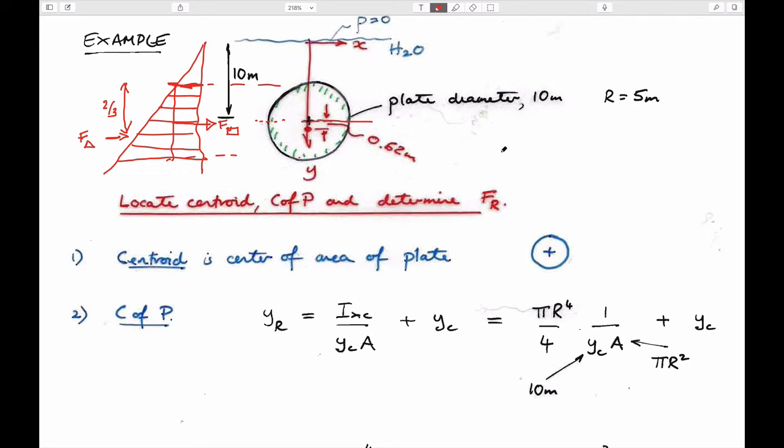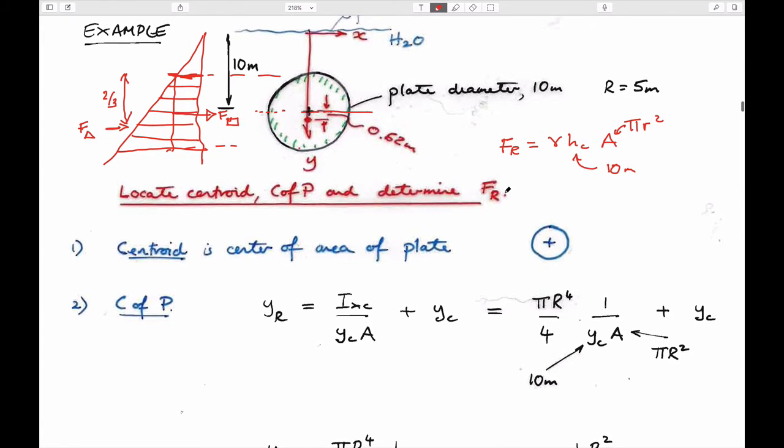So if we wanted to calculate the force, what's the force going to be? The force is going to be equal to the unit weight, times the depth of the centroid, times the area. What is the depth of the centroid of the plate? Thank you. The area of the plate is pi r squared. You have everything you need, since the unit weight is 9.8 kilonewtons per meter cubed for water, to be able to figure out what F sub r is. So that's not so difficult.